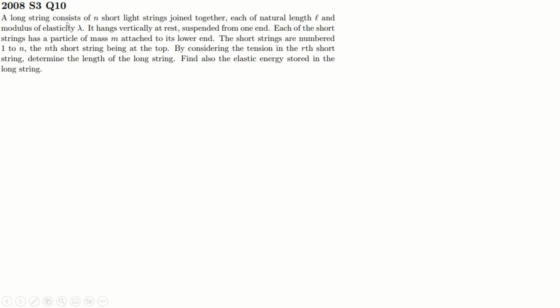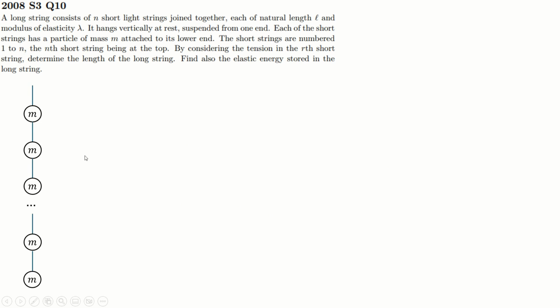So, okay, we've got a long string consisting of lots of short strings, each with a mass at the end of them. So it looks a bit like this. You've got a string with a mass at the end, with another string with a mass at the end, then another string with a mass at the end, and so on. This is how it's being modeled all the way down to the bottom. And the one at the bottom here, we'll just call the first one, and the nth is at the top here. So this is the first string, second one, third one, and so on, all the way up to the top.